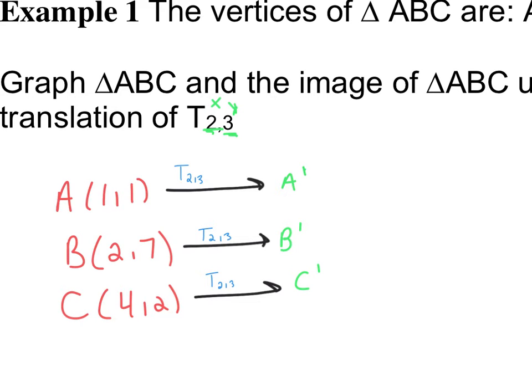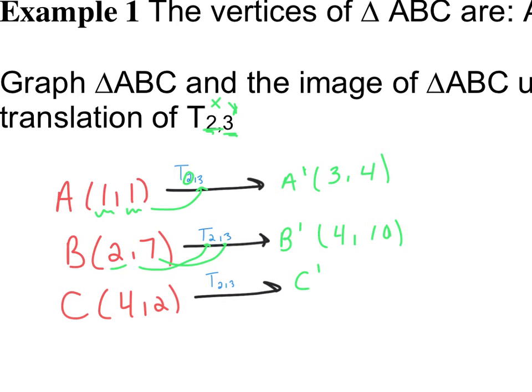So what you're saying is, I want to take my 1 and add 2 to it. Well, what's 1 plus 2? It's 3. I'm now going to take my 1 and add 3 to it. What's 1 plus 3? It's 4. So A prime is (3, 4). I'm going to do the exact same thing for B prime. I take my 2, I add 2 to it. 2 plus 2 is 4. I take my 7 and I add 3 to it, and I get 10.